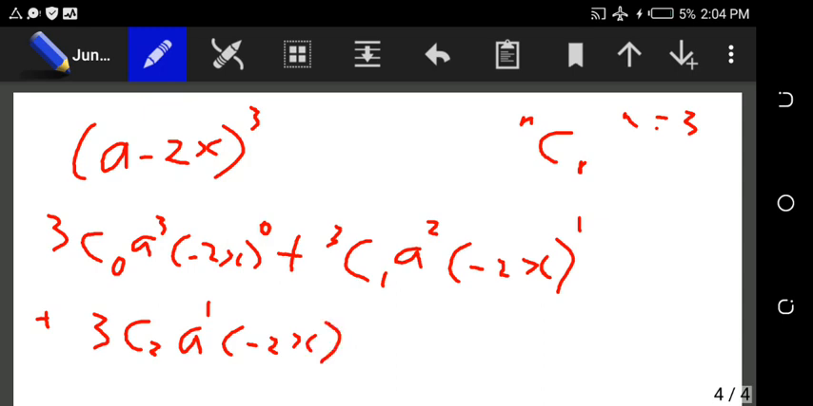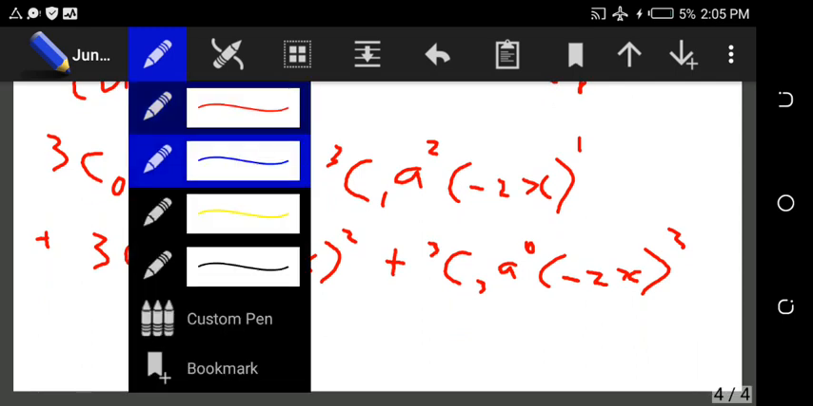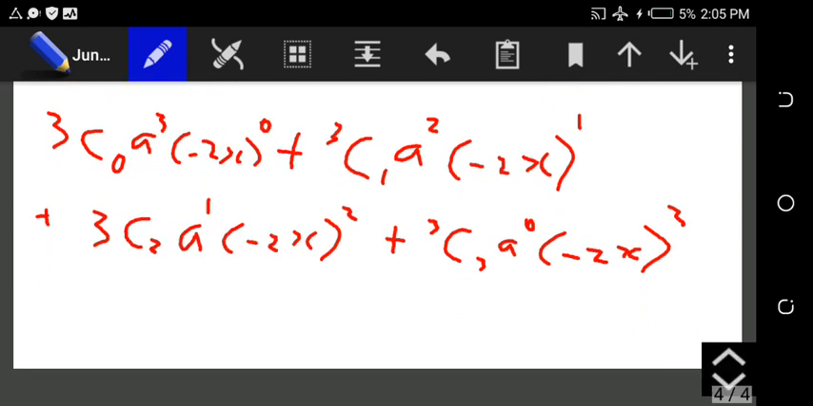2x raised to the power 2, and the final one will still have plus 3 combination 3 now. So we have a raised to the power 0, and in bracket minus 2x raised to the power 3. All right, this is what we have. So let's go ahead and simplify this now. Let me change the color of the marker.